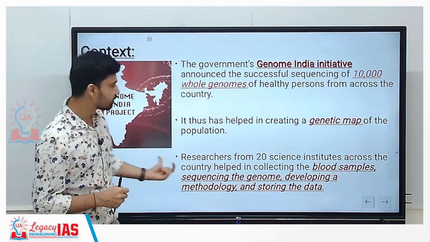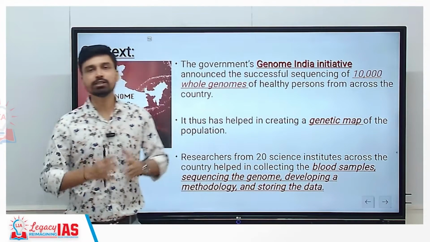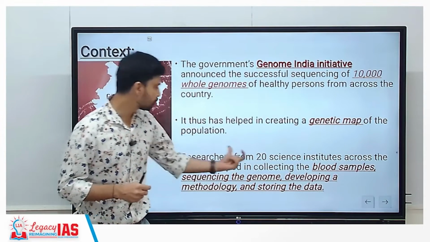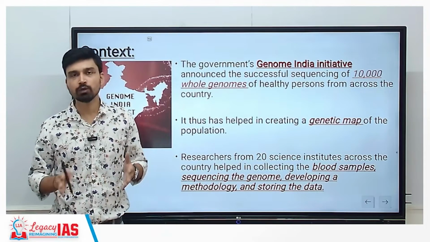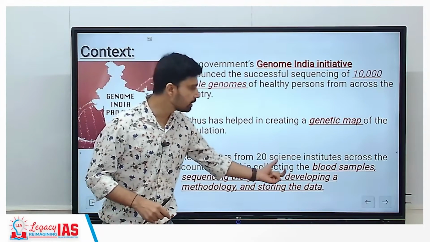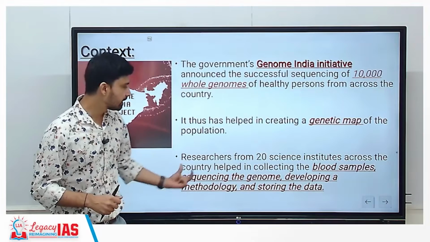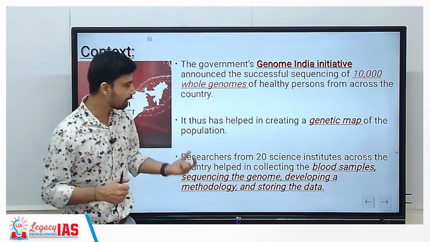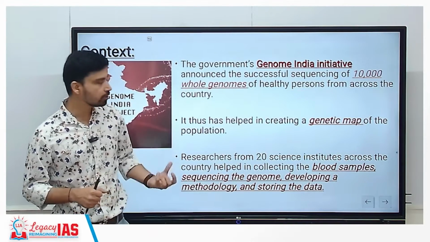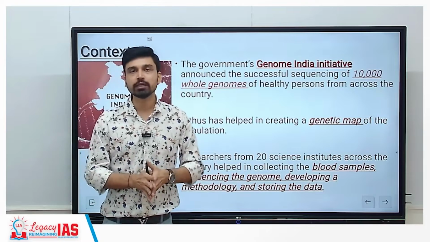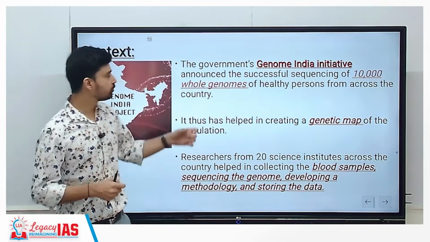In this context, researchers from various eminent institutions, especially science institutions across the country, were the ones who helped in collecting the blood samples, then sequencing the genome from those blood samples, and then developing a methodology and further storing such a huge volume of data that has been generated here.